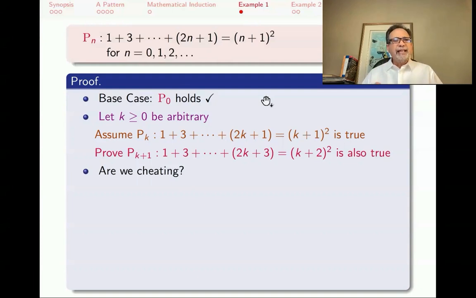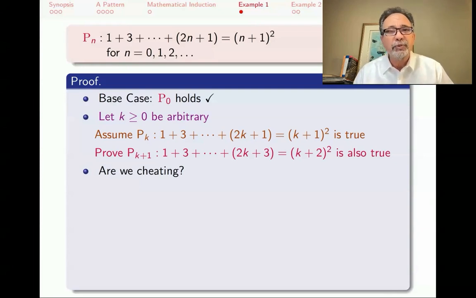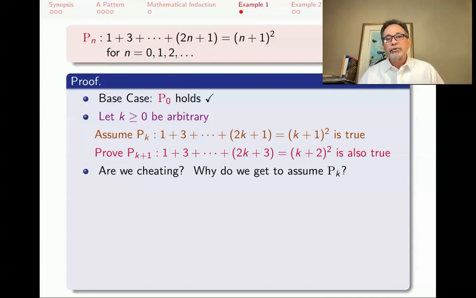Now, you might think we're cheating. Why do I get to assume that 1 plus 3 plus all the way to 2k plus 1 equals k plus 1 squared? That's what I wanted to prove. I wanted to prove that 1 plus 3 plus up to 2n plus 1 equals n plus 1 squared. Now, replacing that with k, how do I get to assume that? What allows me to assume that's true? It's not that I'm assuming it's true.